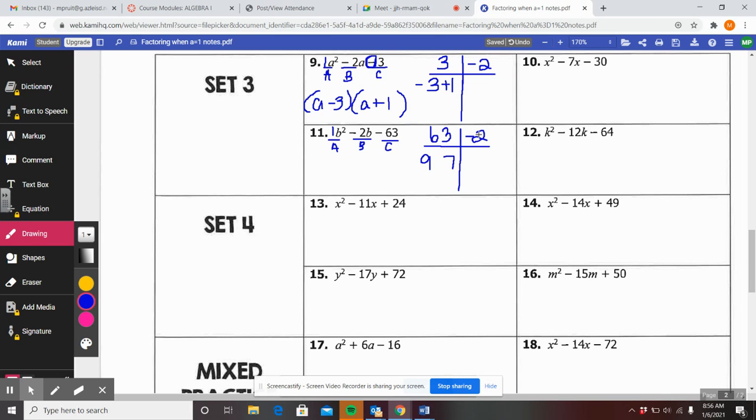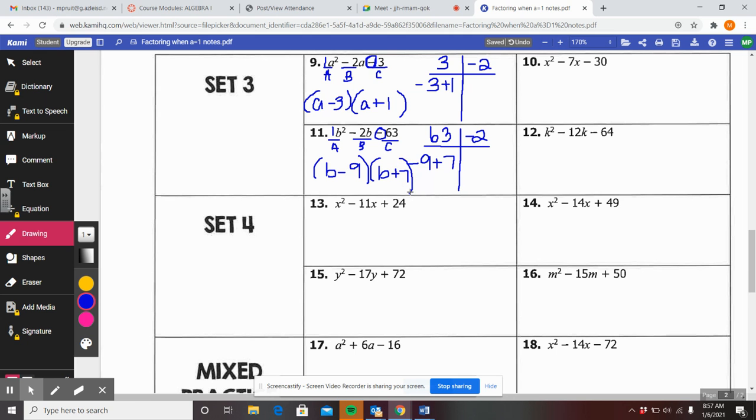So what will give me negative 2 when you subtract? If I did 9 minus 7, that would be a positive 2. So if I needed to be at negative 2, what do I have to do? Negative 9 plus 7, right? You flip the signs to make it work. So then you have b minus 9, b plus 7.